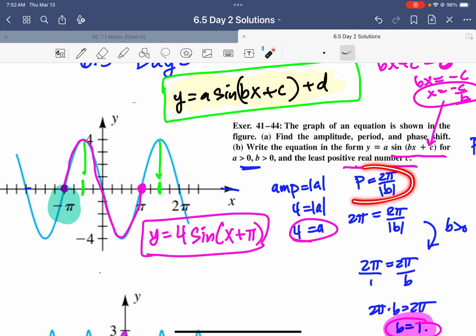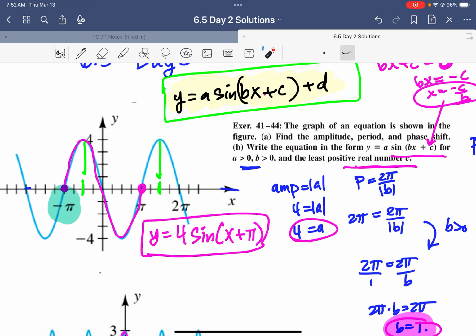Well, the period is always 2 pi over absolute B. The period is just how long it takes to complete one cycle. So one way to think of it is from either a 0 back to a 0, or you can think of the distance from peak to peak or valley to valley. In this case, we see that we go through one complete cycle from 0 to 0. It looks like we go from here to here.